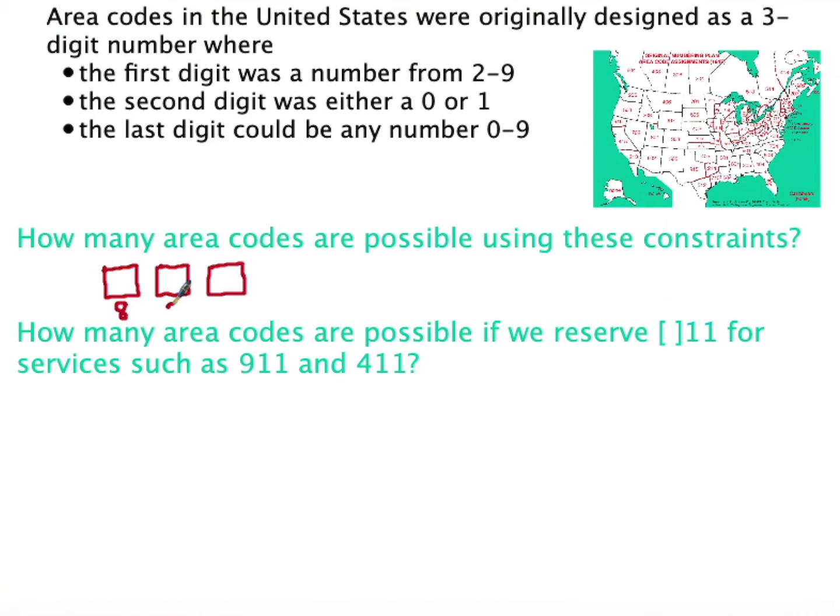The second digit is either a 0 or a 1, so there are 2 choices for the second slot. And the last digit could be any of those numbers, so that's 10 choices. And if we multiply each of those, we get 160 possible area codes.